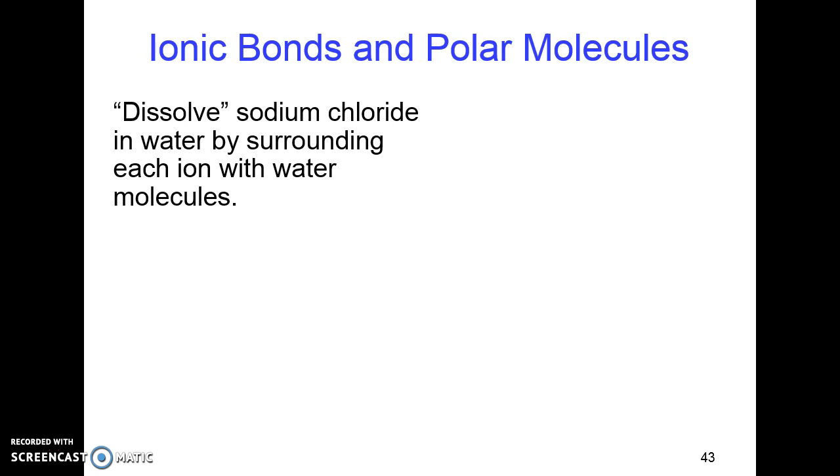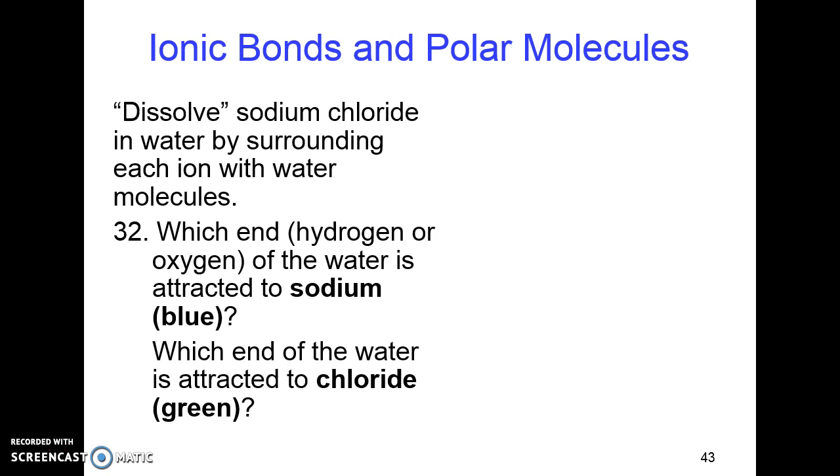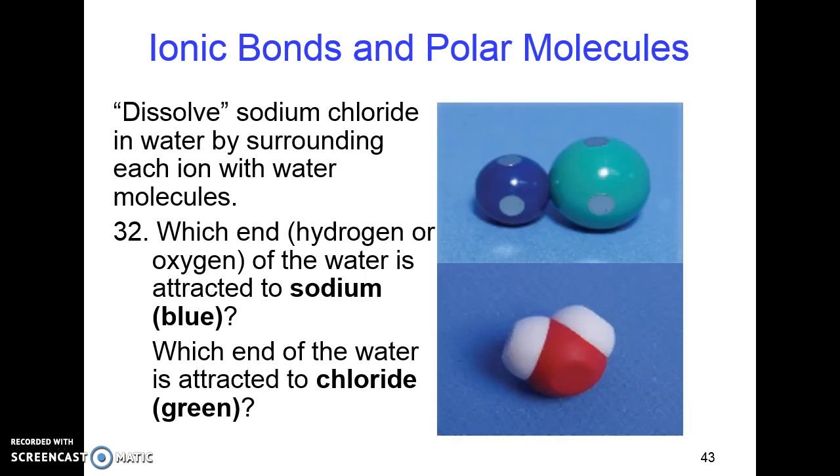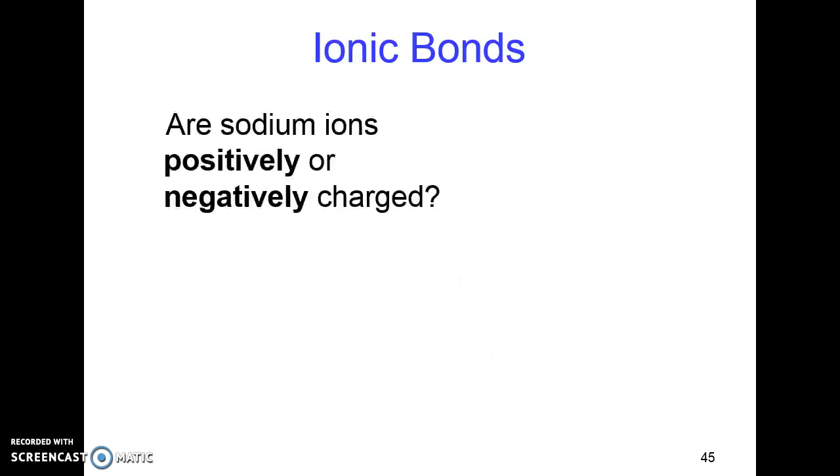How is it dissolved? Sodium chloride dissolves in water because the water will surround each ion within the water molecules. Okay, so here on question 32, which end, the hydrogen or the oxygen of the water, is attracted to the sodium, which is the blue magnet, and which end is attracted to the green magnet, which will be our chlorine. Okay, so I want you to try and stick those together. All right, and you can see right here in this picture how water will surround those salt molecules and pull them apart. That's what dissolving is.